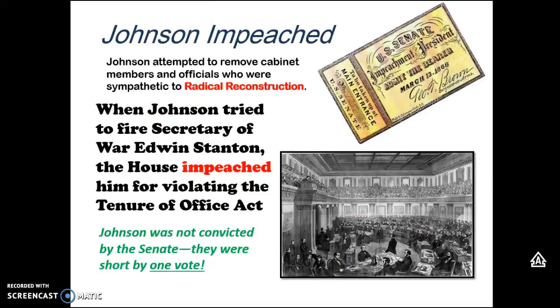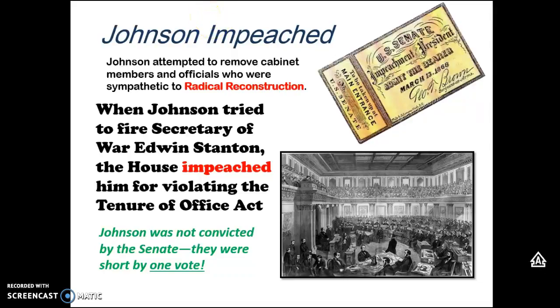Johnson is actually going to get impeached by the radical Republicans. Johnson attempted to remove cabinet members and officials who were sympathetic to radical Reconstruction. When Johnson tried to fire Secretary of War Edwin Stanton, the House impeached him for violating the Tenure of Office Act. Johnson was not convicted by the Senate, they were short by only one vote.